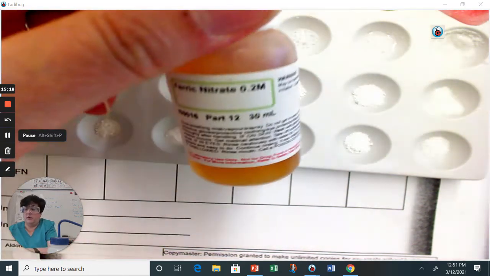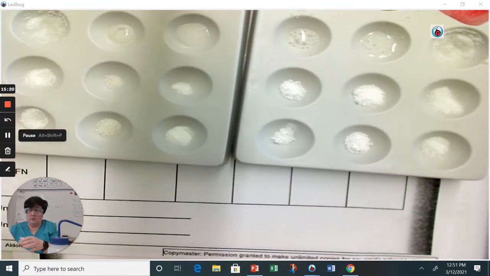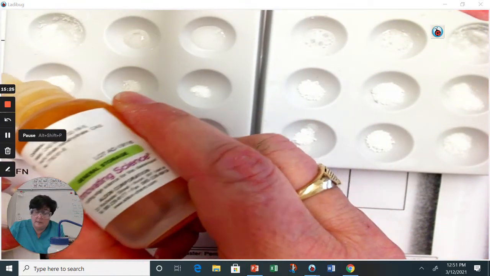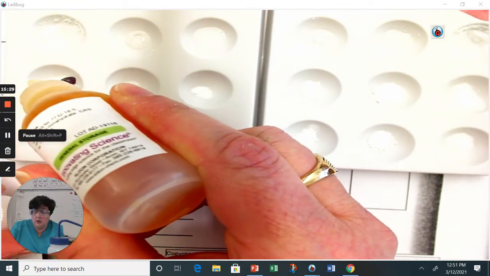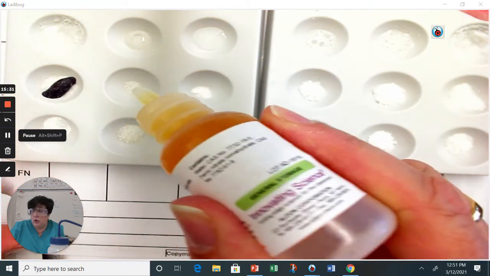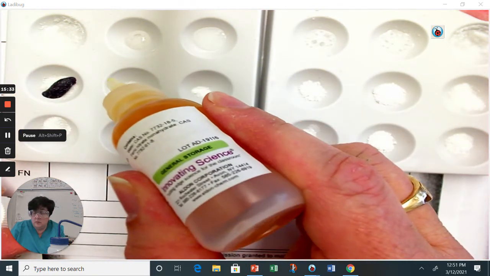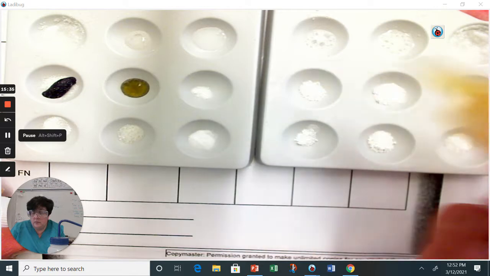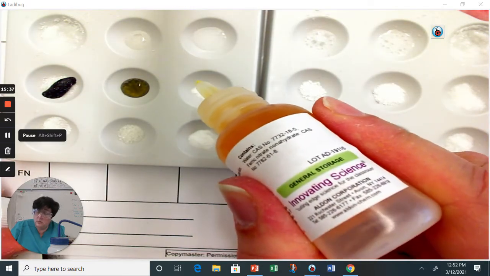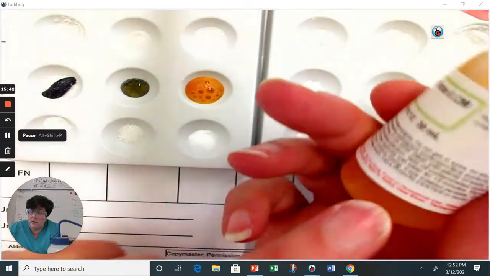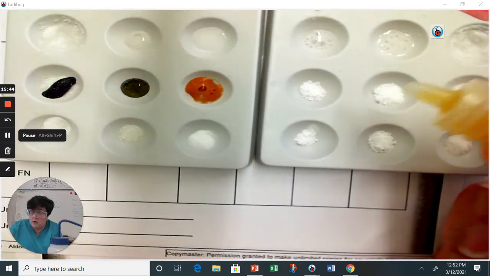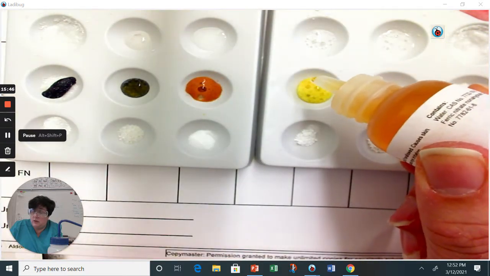So here is our simulated ferric nitrate. And again, adding 1 to 2 drops. Ooh, that changes color. Record what you see. Not as much. Ooh, bubbling. Now this is still like an orange color, so I'm not sure I'd say that's a color change, but you definitely got some reaction going on.